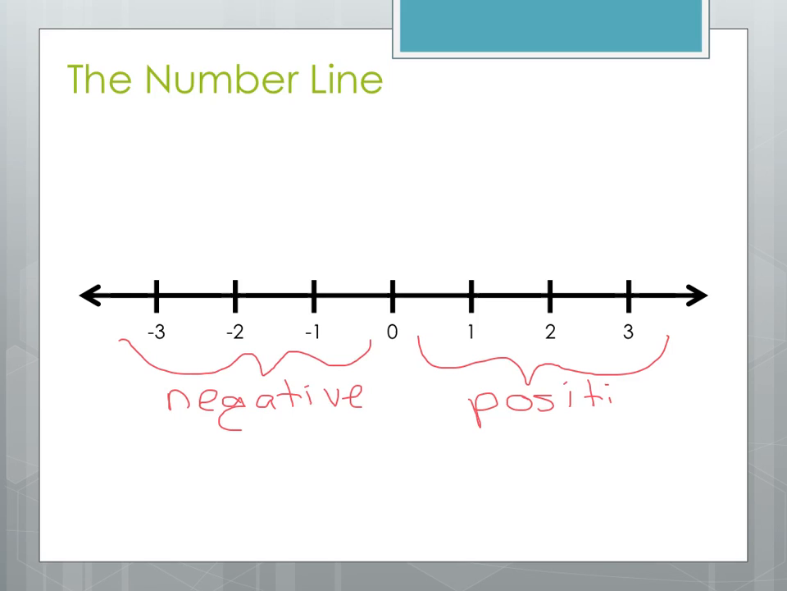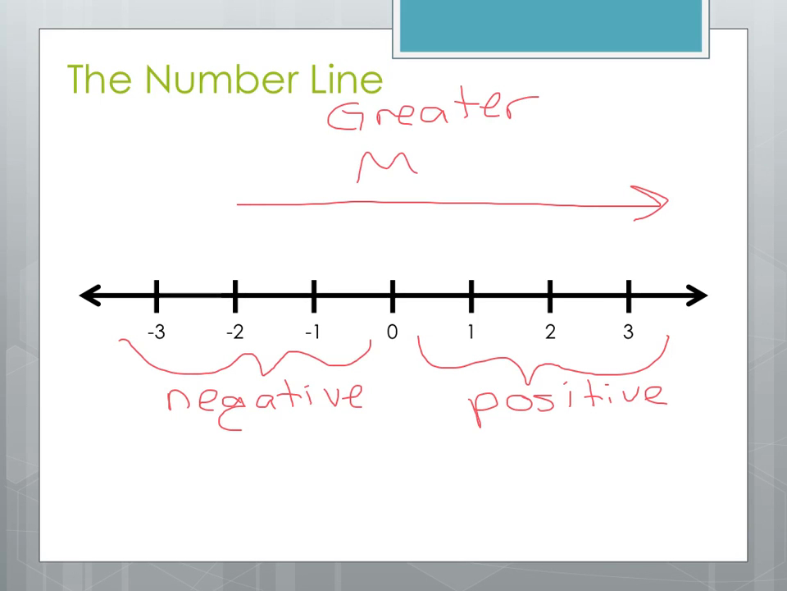We talk about movements a lot when we're dealing with the number line. As we move to the right on the number line, we're getting greater or more. As we move to the left on the number line, we're getting less or smaller.